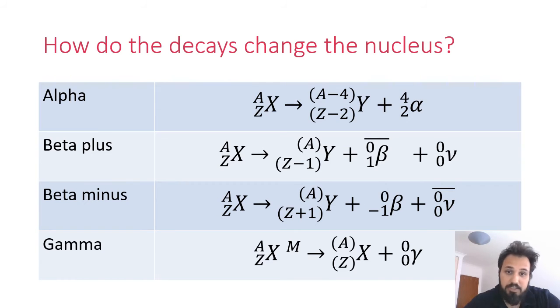For beta minus, it's the opposite. The number of protons will increase by 1. And finally, for gamma, the atomic mass and the atomic number will stay the same. We use this little M symbol to show that the atom before isn't quite stable. It's metastable.